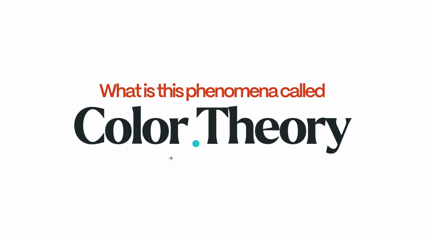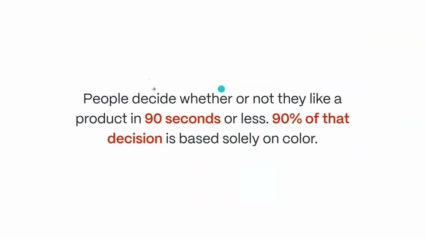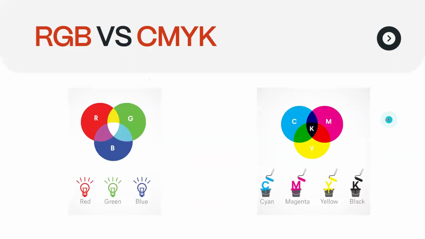So what is this phenomenon called color theory? If you can read here, people decide whether or not they like a product in 90 seconds or less, and 90% of that decision is based solely on colors. This is how important color is. There are two types of colors. Can you guys tell me what is RGB or what is CMYK, if you have any idea about this?